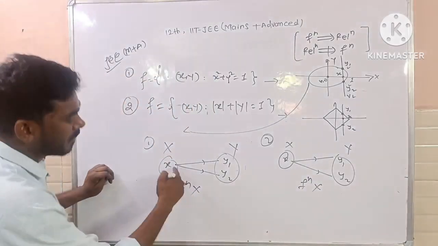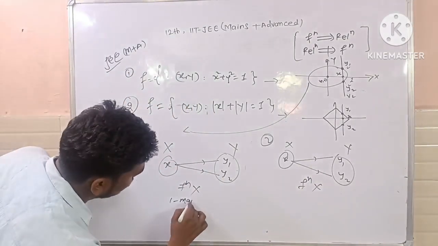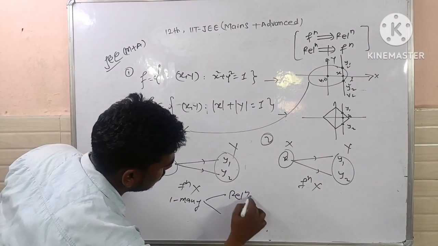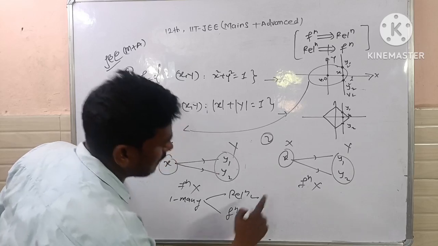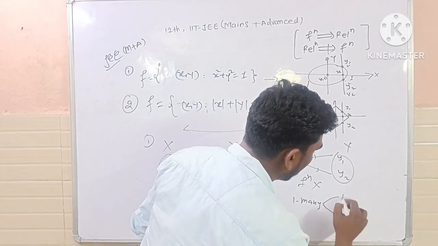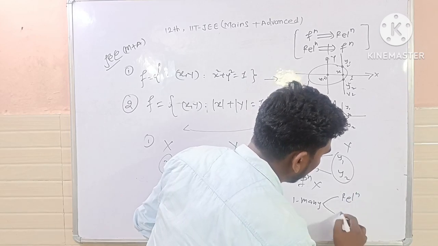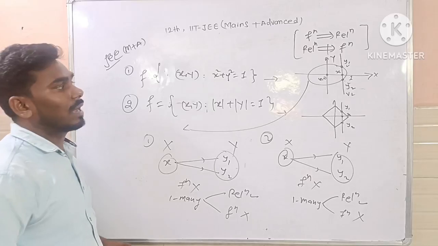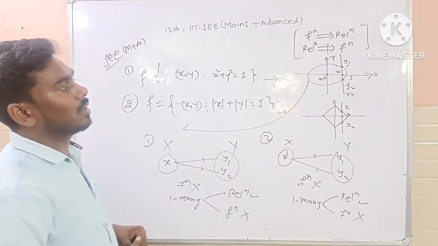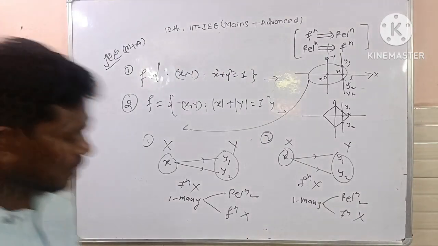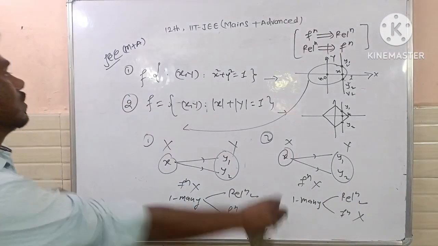The reason is that this is a one-many relation. One-many is a relation but not a function. So I have given you a clear picture of when a relation is a function or not.